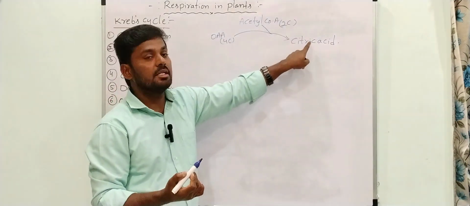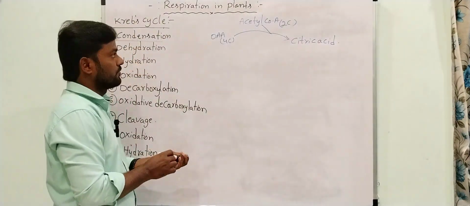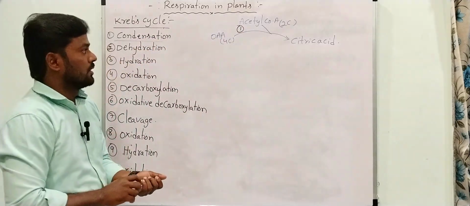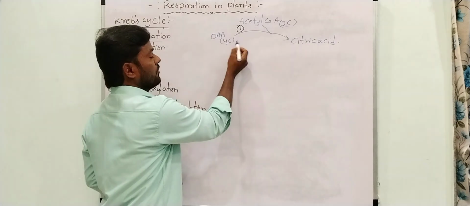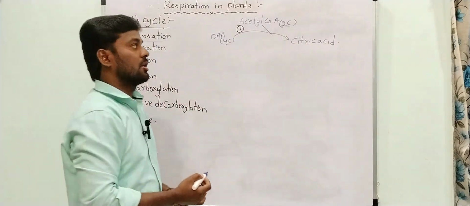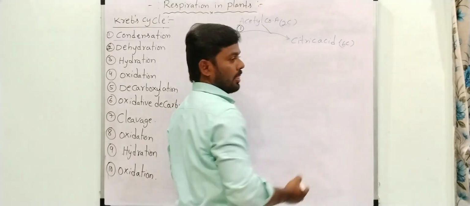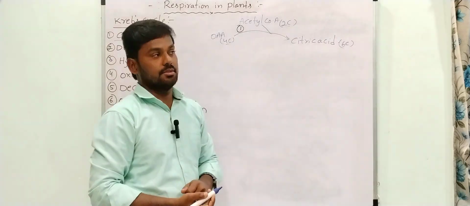The Krebs cycle is also known as the citric acid cycle. So this is the first reaction of the Krebs cycle. Okay. Next, citric acid. How many carbons here? 2 carbons. And the oxaloacetic acid, 4 carbons. So totally in the citric acid, 6 carbons are there. Okay, a 6 carbon compound, citric acid, is formed.